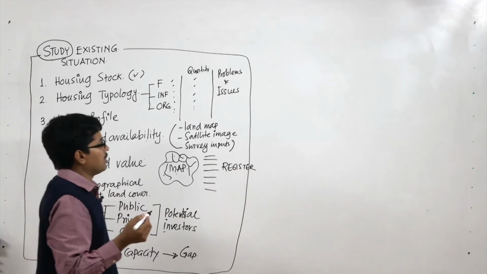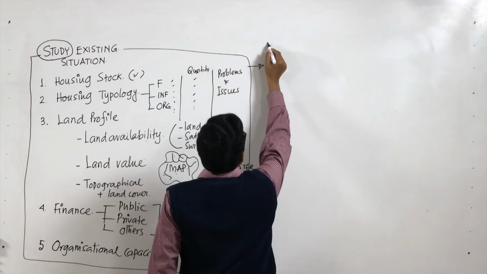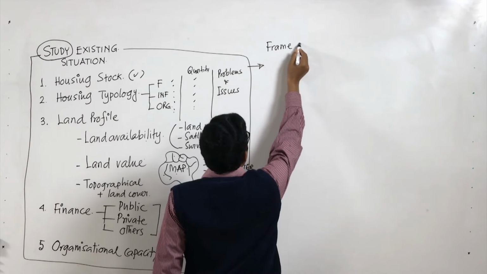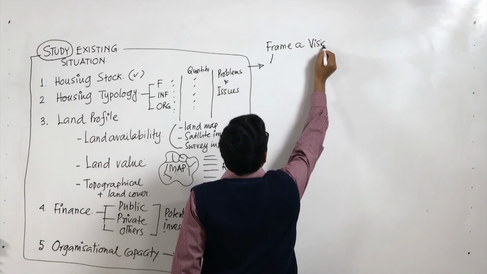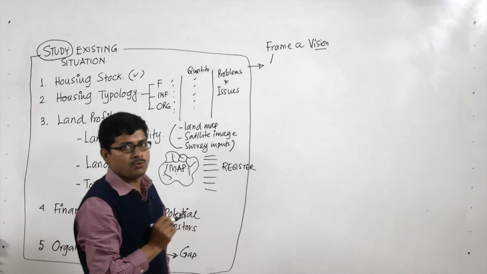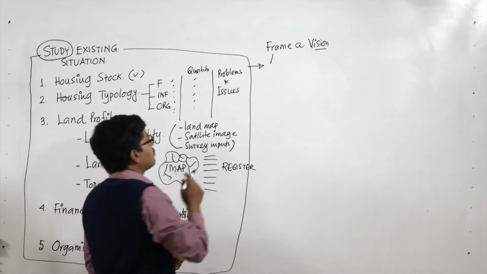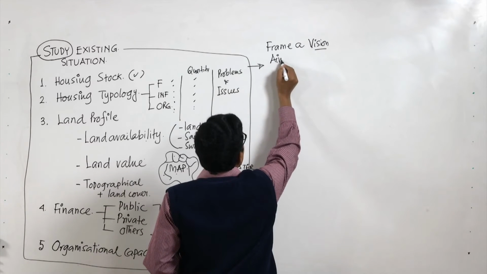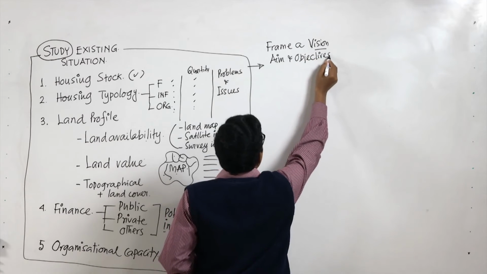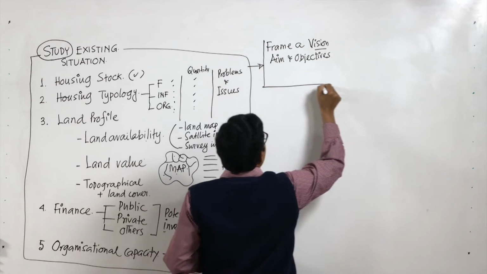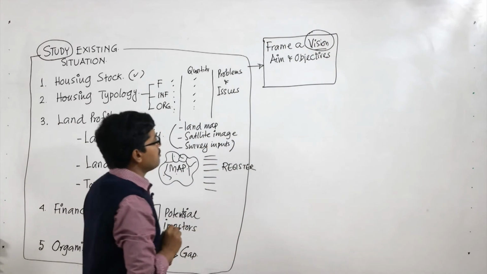So, the second exercise or second stage will be to frame a vision: for the housing strategy, what kind of housing typology, what kind of housing goal we are going to achieve. This ultimately comes to the aim and objective. So, this becomes the second exercise where the keywords are vision or aim and objective, the second stage.